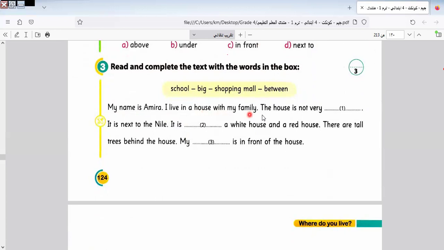Here, my name is Amira. I live in a house with my family. The house is very what? It's very big. The house is very big. It's a white house, and it's between. So the answer is it's between.